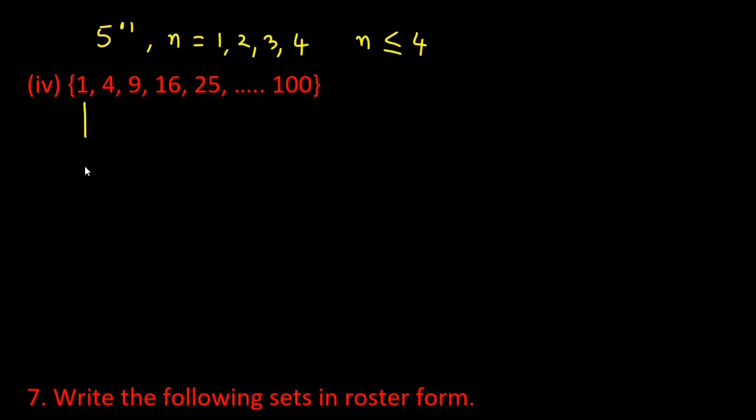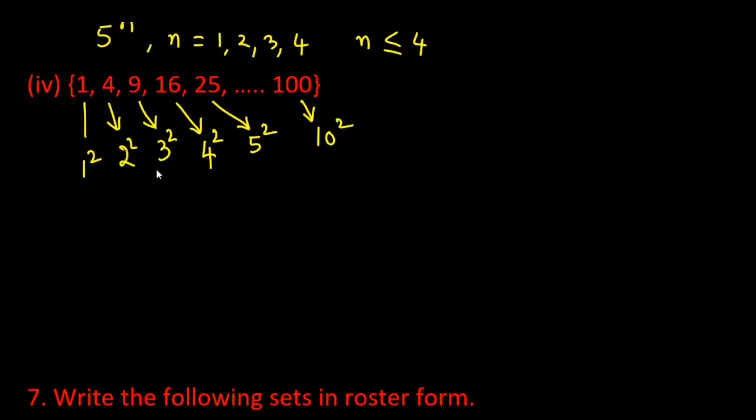1 is 1 square. 4 means 2 square. 9 is 3 square. 16 is 4 square. 25 is 5 square. So like that we will get 36, 49, and here it is 100. 100 is 10 square. So the general form of writing this one is here 1, 2, 3, 4, 5 up to 10. They are natural numbers, say small n square.